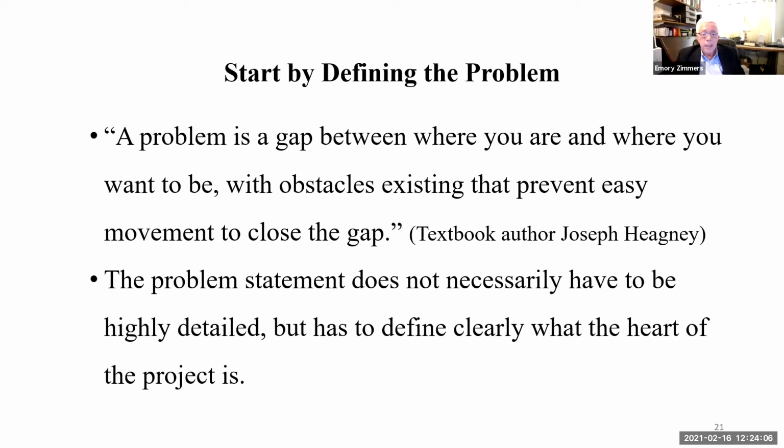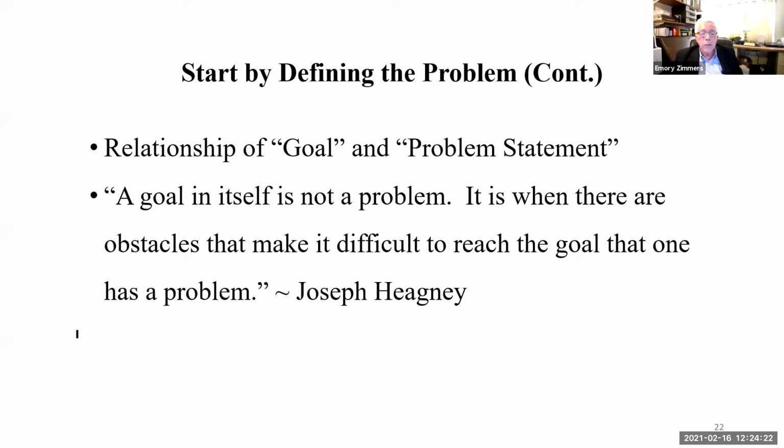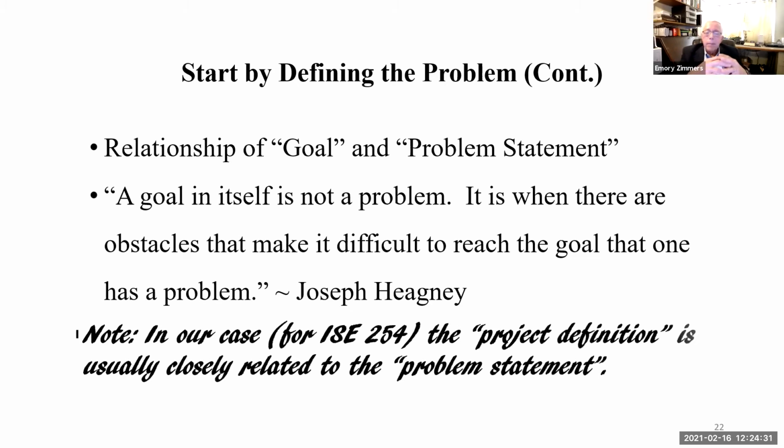But it's basically the problem defined. You know where you are and define where you want to be, and then there are obstacles in between. Now, the difference between goal and problem statement. The goal is not a problem in itself. It's the fact that there are obstacles to achieve the goal, and that's where you define the problems that need to be solved. Some of the work that we do with companies is related very much to this. In our case, for 254, project definition is often aligned closely with the problem statement that we use.